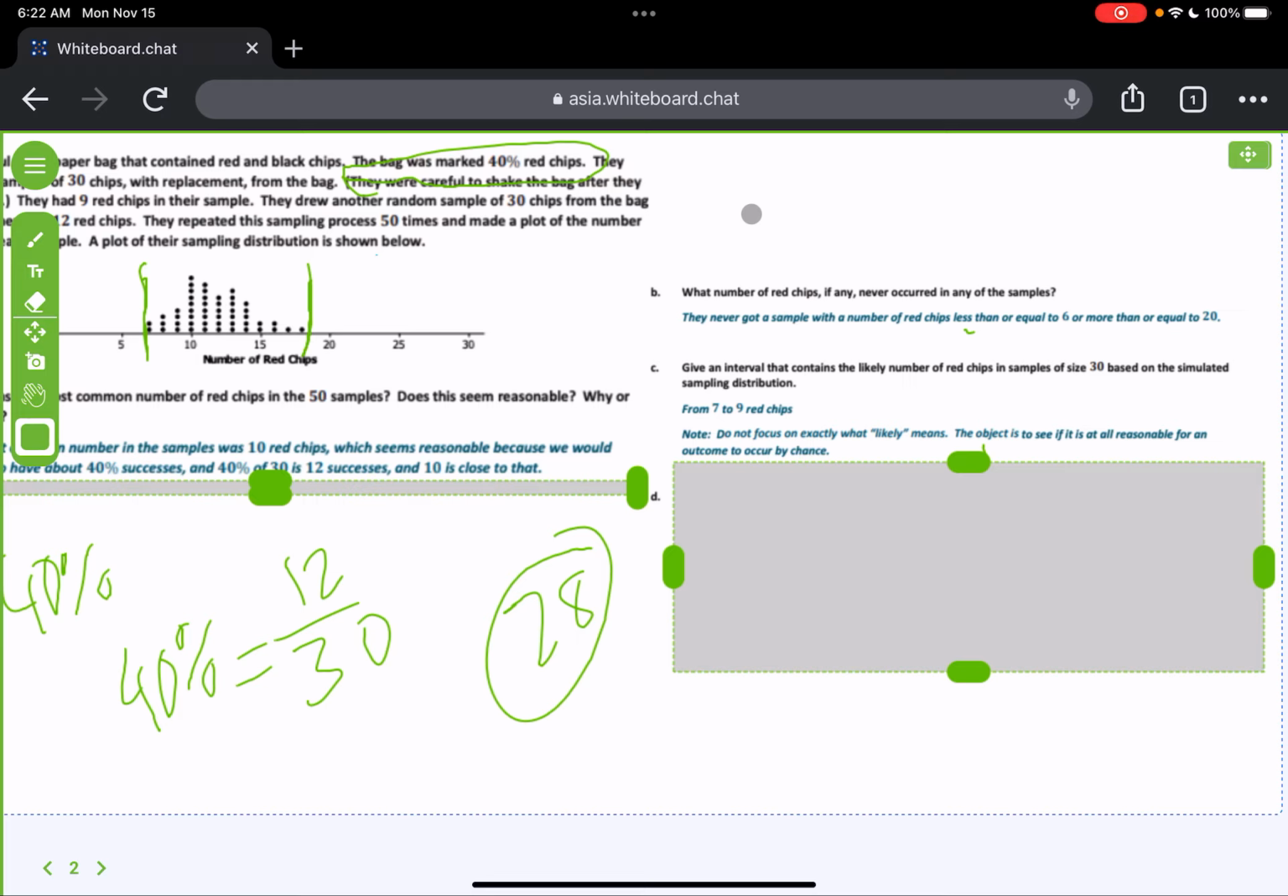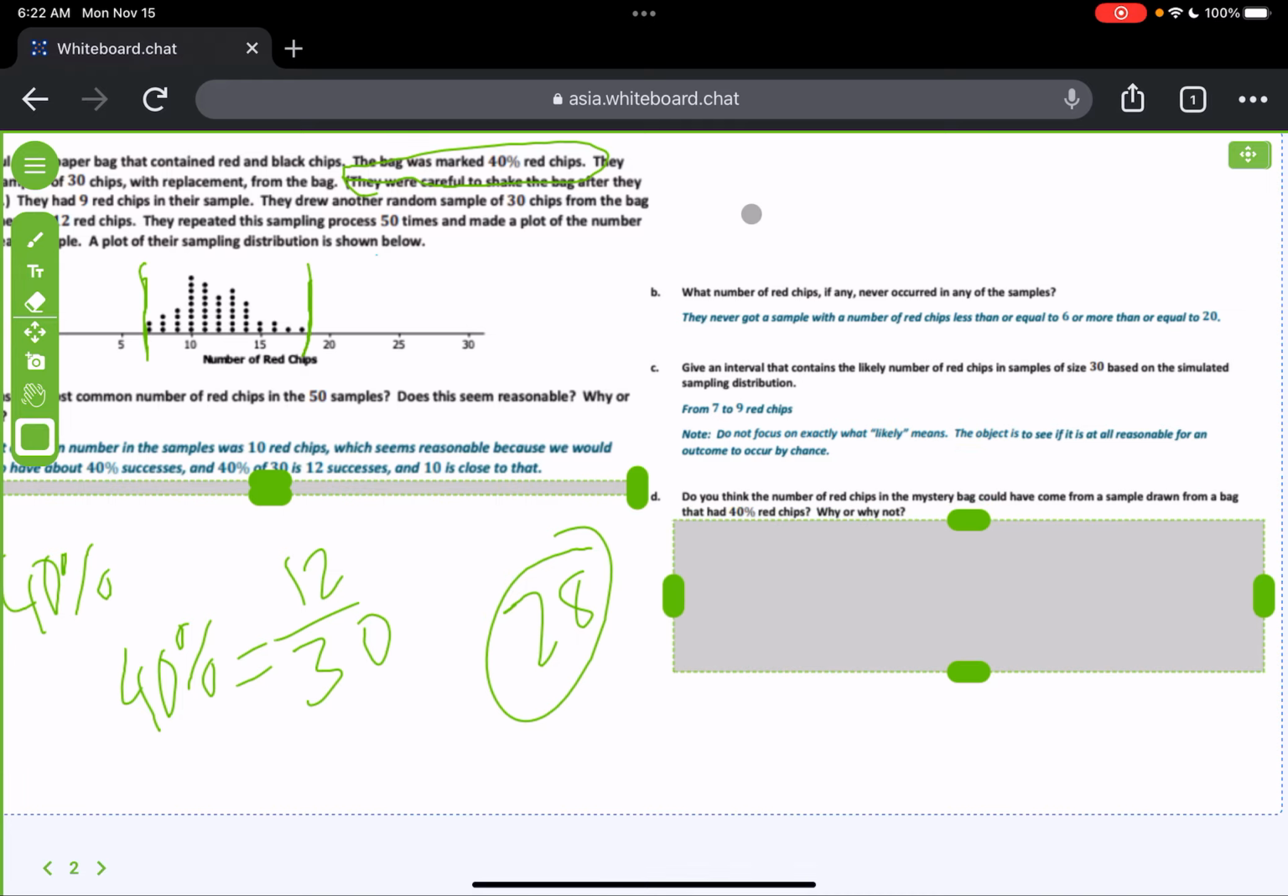So it's basically saying don't look and see what is most likely. Okay, is it likely that you could have an interval of 15 to 18? Sure, because we have 15 to 18 here. Okay, it could happen. It is likely to happen that you would have a sample of 15 to 18 red chips.